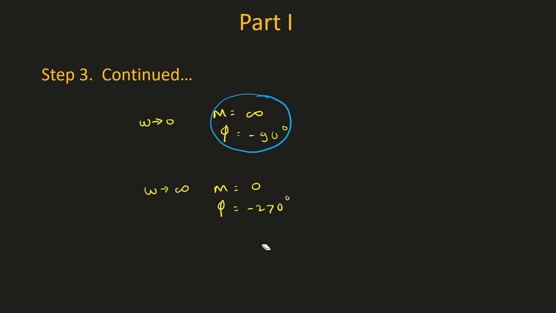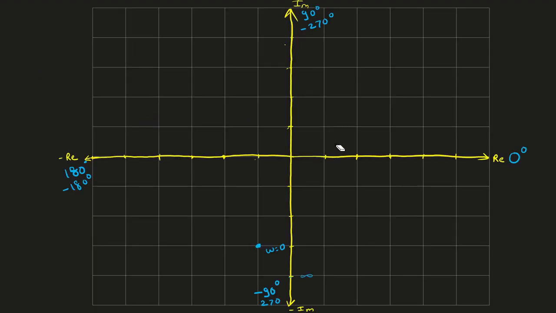So the second point: part 1 of this Nyquist plot will start from omega equal to 0 and end at omega equal to infinity. At that point the magnitude is 0 and the angle is minus 270 degrees. So minus 270 degrees is here on the positive imaginary axis. So at omega equal to 0 the Nyquist plot will start from here and it will go to magnitude 0.